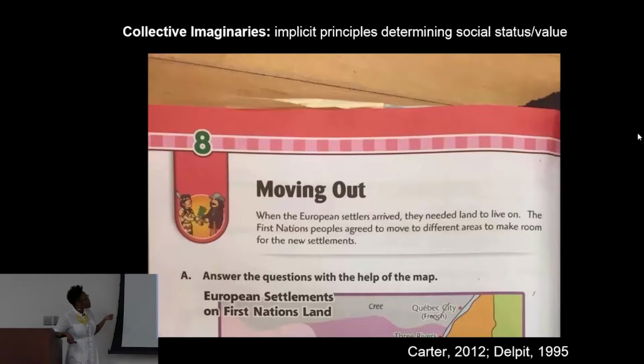I also wanted to use this example from a textbook from an elementary school. It's the ways in which we think about historical framings and narratives. So this says when the European settlers arrived, they needed land to live on. The First Nations people agreed to move to different areas to make room for the new settlements. So the ways in which we whitewash and frame historical moments also become a part of this cultural landscape that I'm trying to tap into.